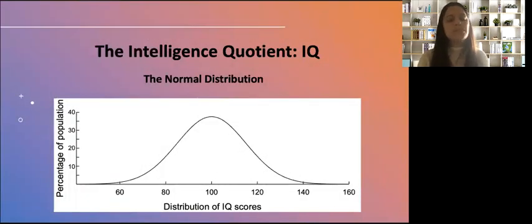Here is the normal distribution of scores. This is what a normal bell curve should look like. We have about 40% of the population scoring 100, right? So that's what we call the average or the mean of scores.